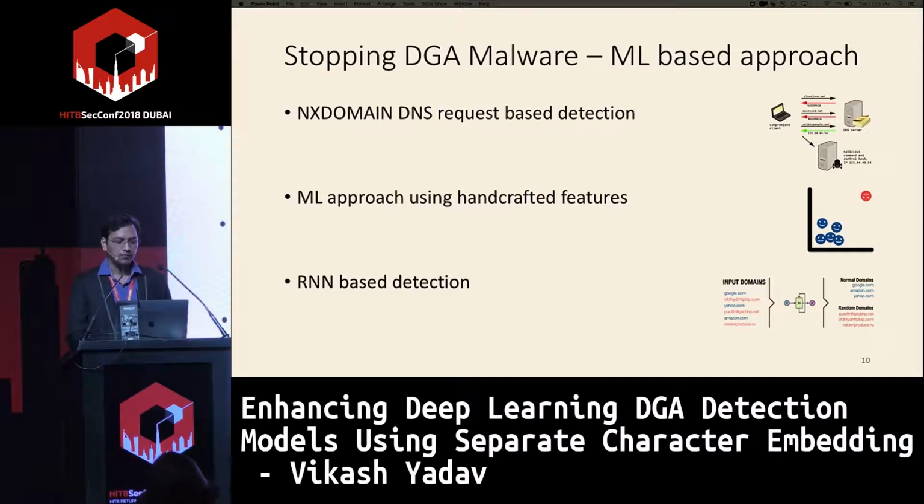The second type of technique is the ML approach using handcrafted features. These techniques require explicit feature engineering. The third type of technique is RNN-based detection, and this is one of the most popular ones because it tackles the shortcomings or limitations of the first 2. I'm going to give a brief introduction of the first 2 and what their limitations are.